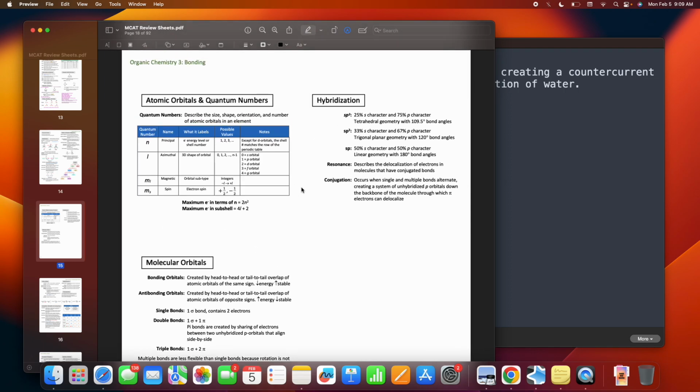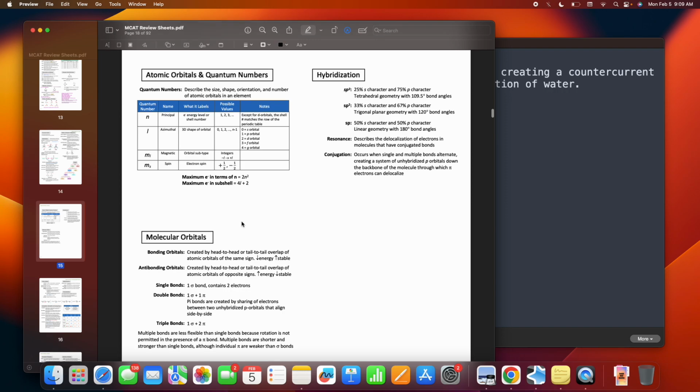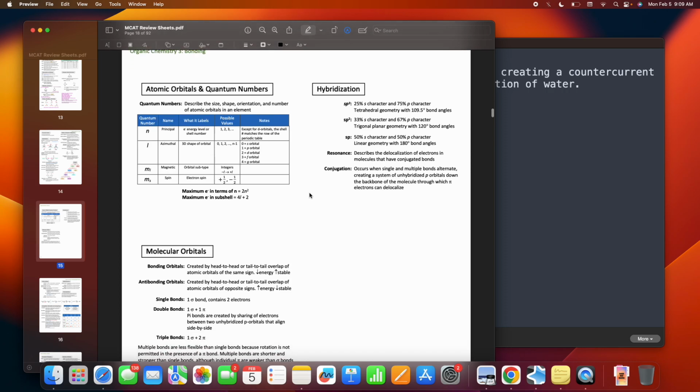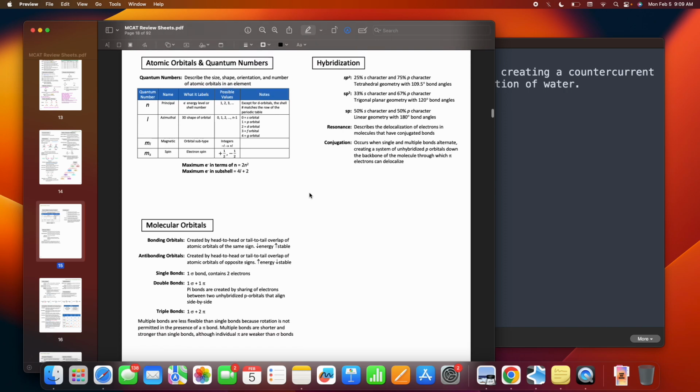So the 3rd chapter of organic chemistry is about bonding. We have atomic orbitals and quantum numbers for the bonding. We have molecular orbitals. These are a bit different. We're talking about bonds, sigma bonds and pi bonds here. Then we have hybridization, and this should be a quick chapter.